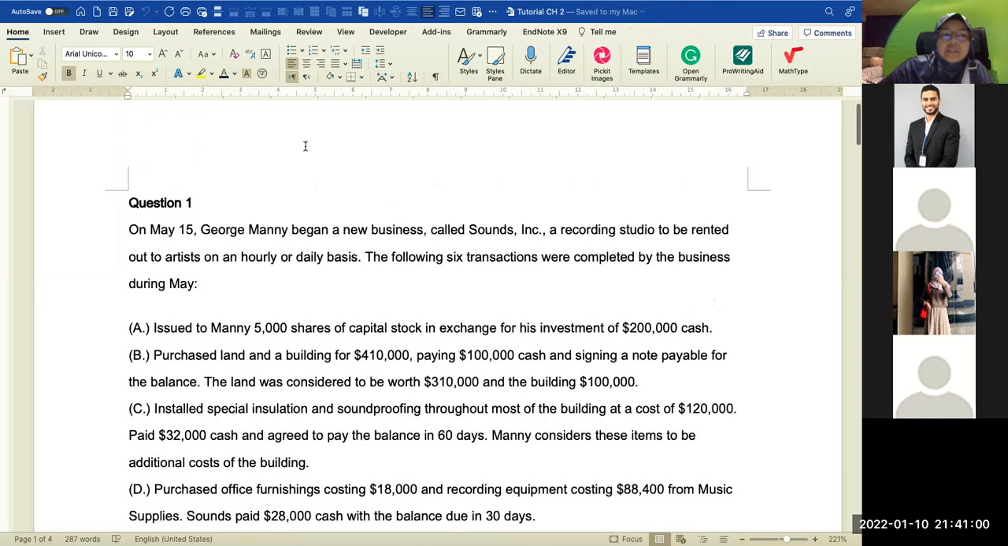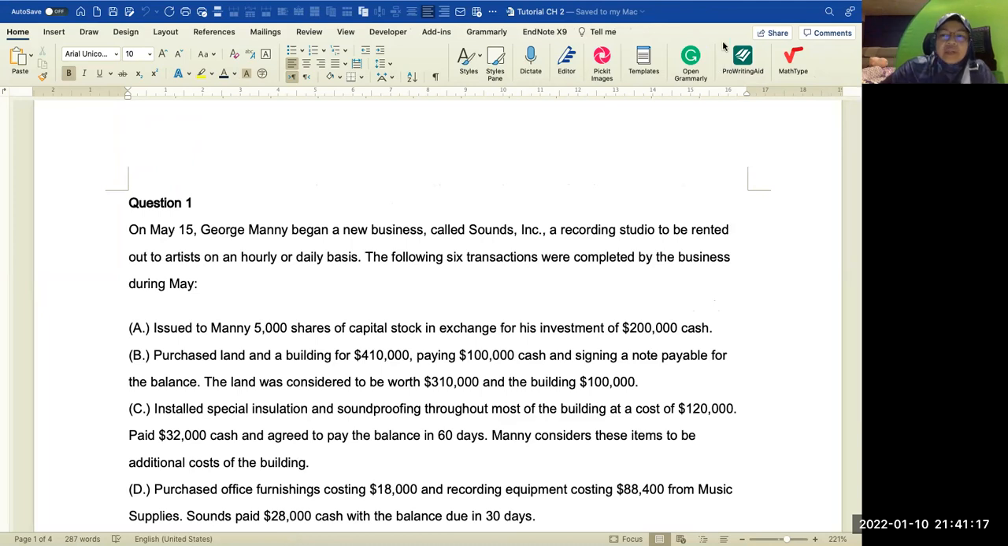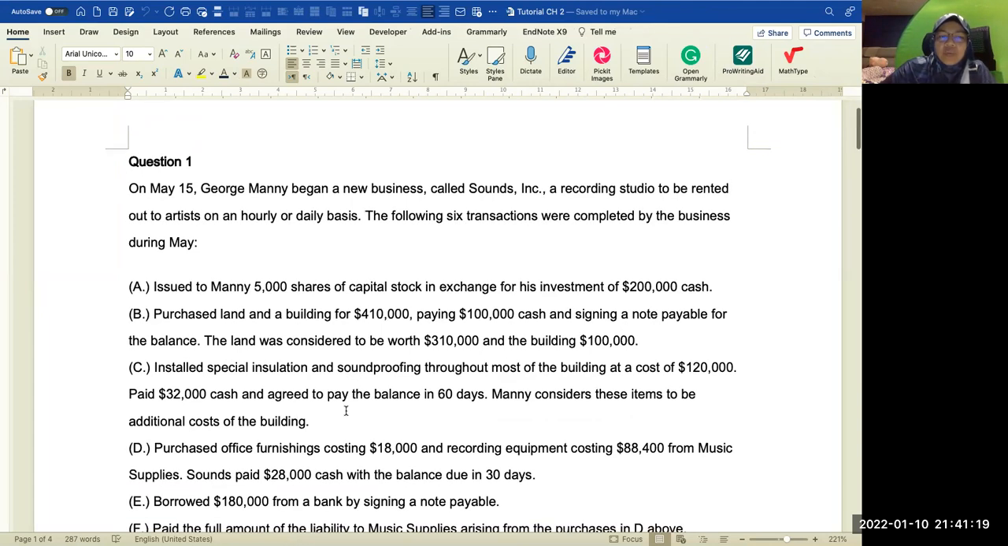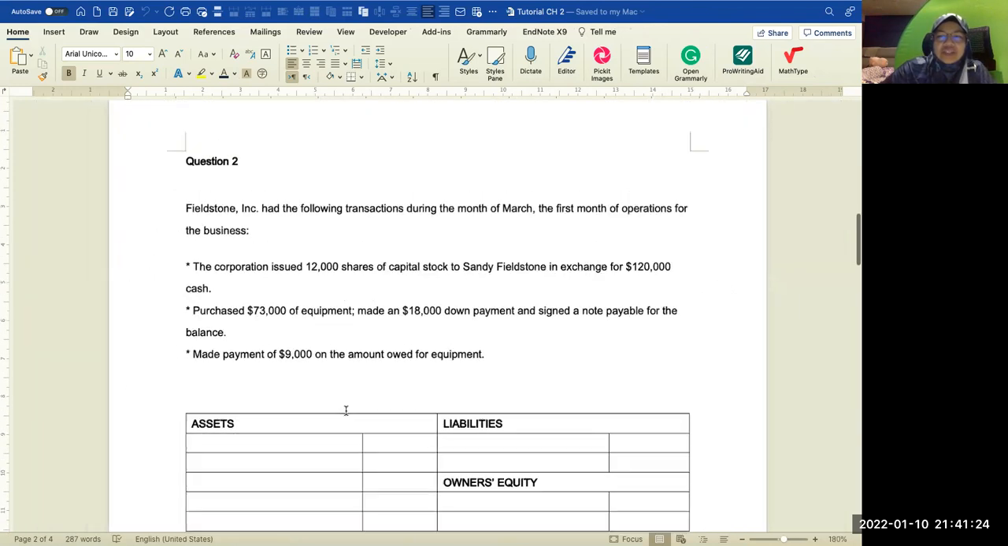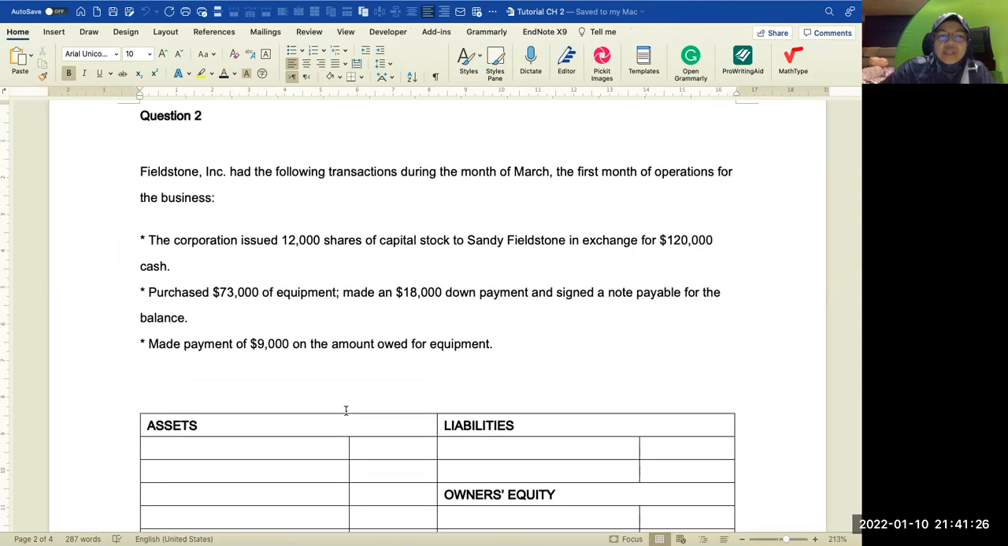Okay, I have these two questions for us to do together, because we'll see what we have done earlier, whether we'll be able to translate that. Let's look at question number two, it's easier. We have Fieldstone Incorporation, which had the following transactions during the month of March, the first month of operation for the business.